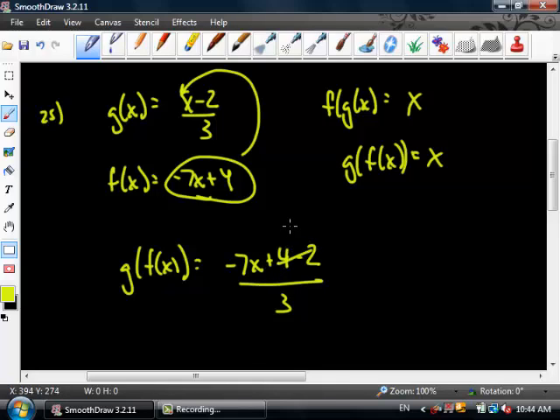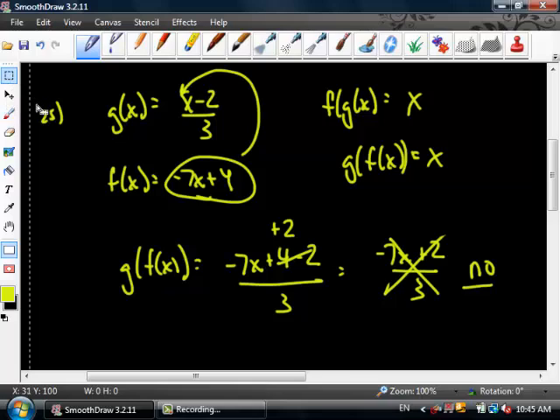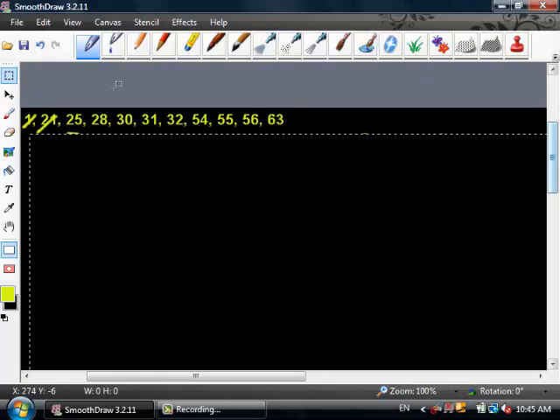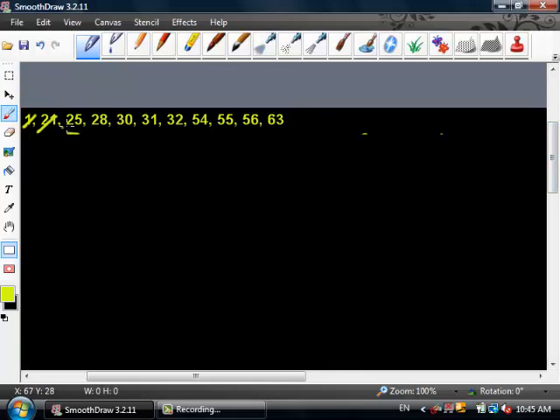I'm going to combine those two, so I get plus 2. So I get negative 7x plus 2 over 3. Is there any way I can simplify that to make it an x? No. So since that's no, what's the answer? Answer is just straight up no. They are not inverses of each other. All right. No, it has to equal x.